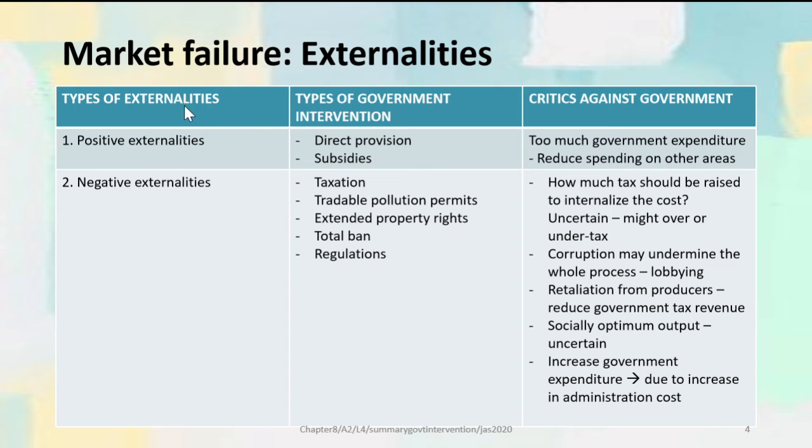Next will be the market failure that we have seen before, externalities. This has been seen in chapter 6. So again, I am putting 3 columns here. You could see the types of externalities, the two that we mentioned much earlier last semester, where we have positive externalities and also negative externalities.